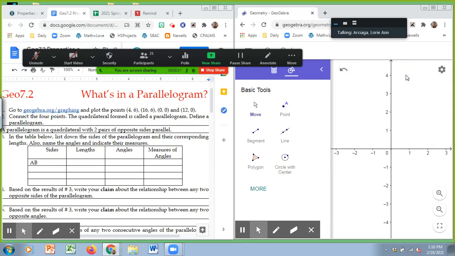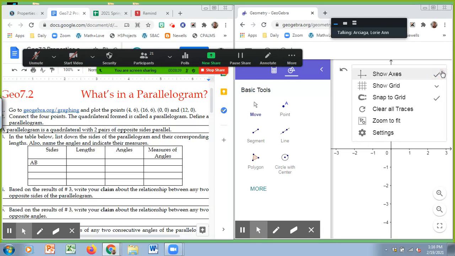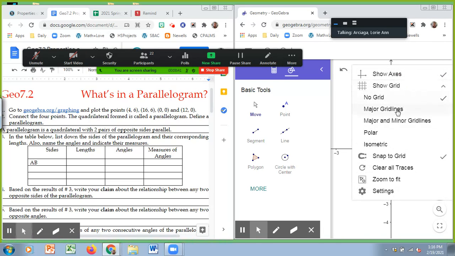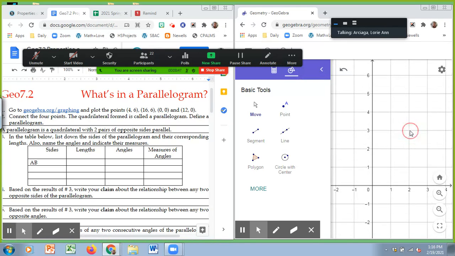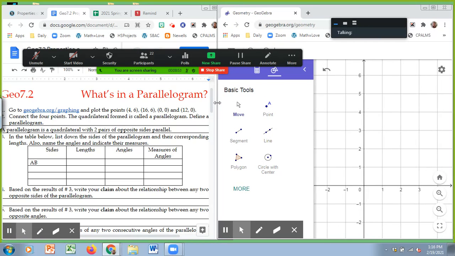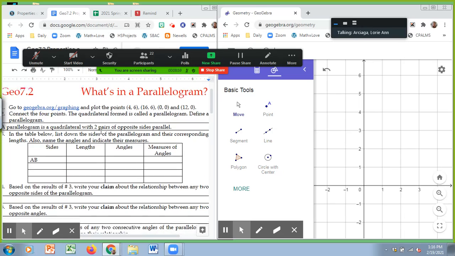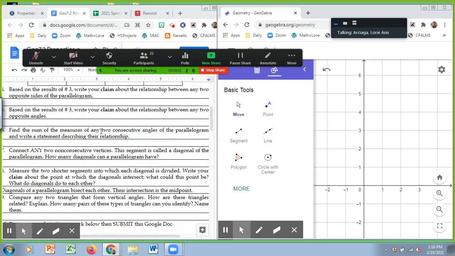Okay, so show your axes like that. Maybe major grid lines only. That will be enough. There you go. All right. So the very first thing that we will do is to construct a parallelogram. Construct a parallelogram.